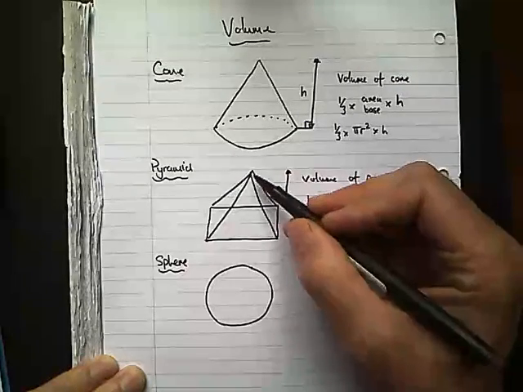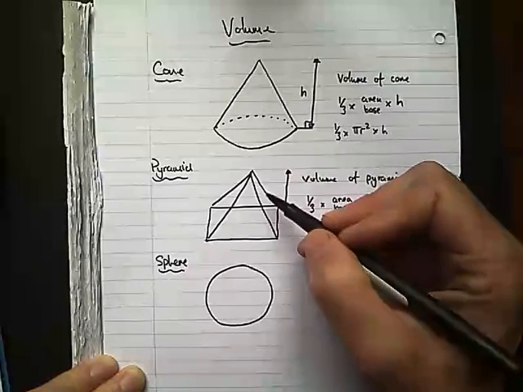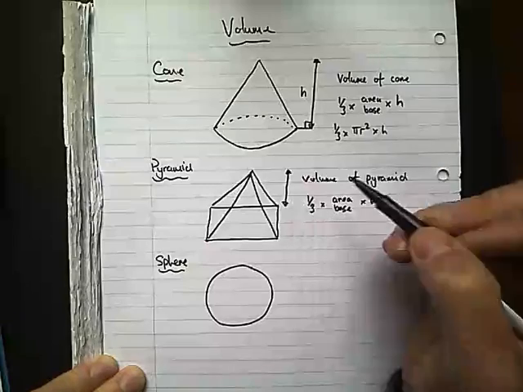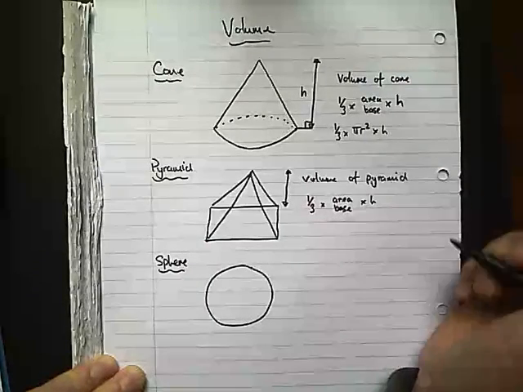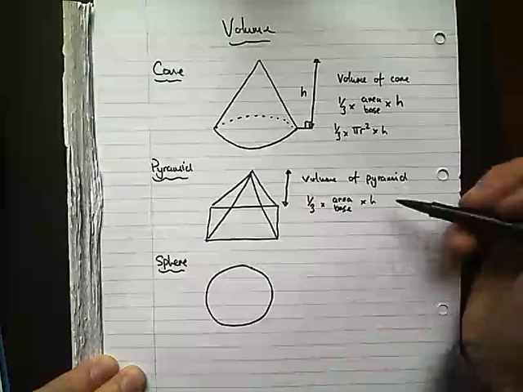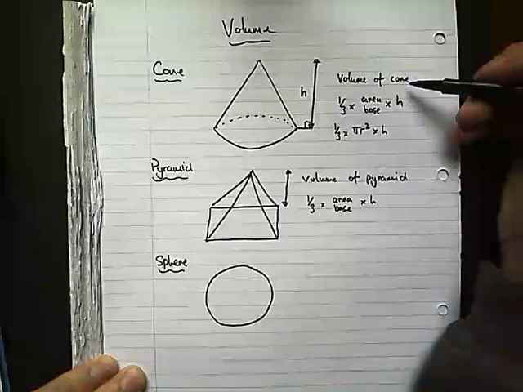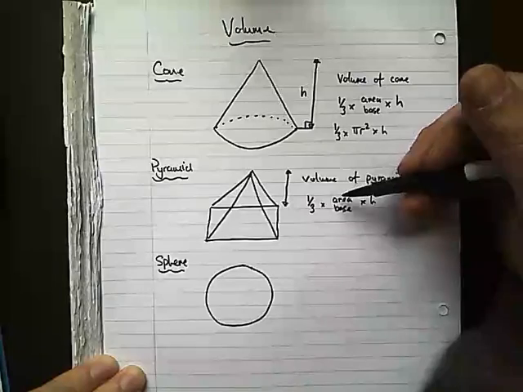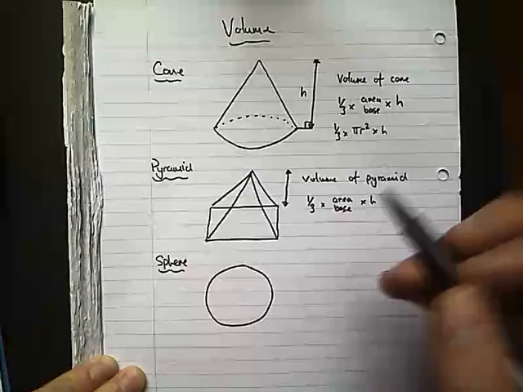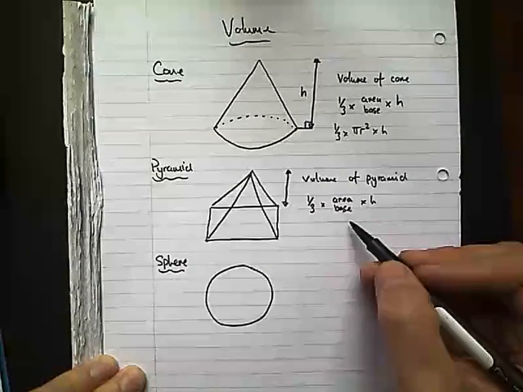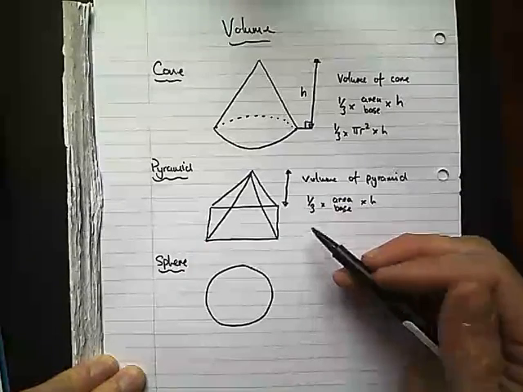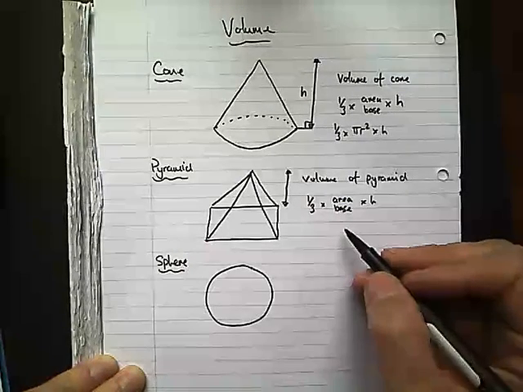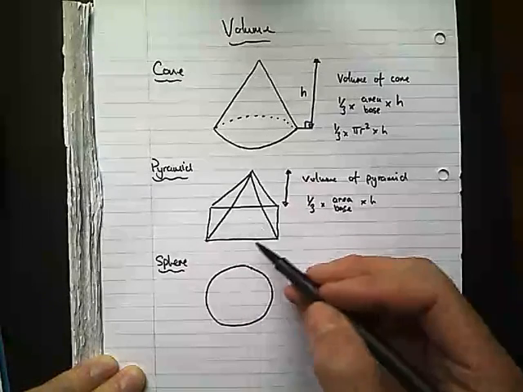Sometimes they might give you that slanted distance, and you'd have to work out what the height actually is. Sometimes they'll give you the height. So the formula for the volume of the pyramid is exactly the same as the volume of a cone, except working out the area of the base may be different. Well, definitely will be different. If it's a square base, it's easy. It's length times width. If it's a triangular base, it's length times width divided by 2. And sometimes they might give you the area of the base if it's something else.